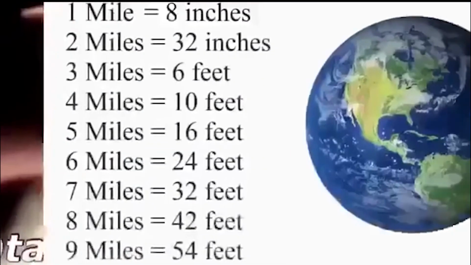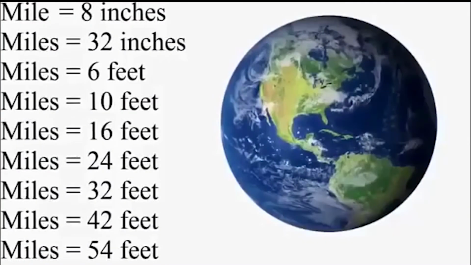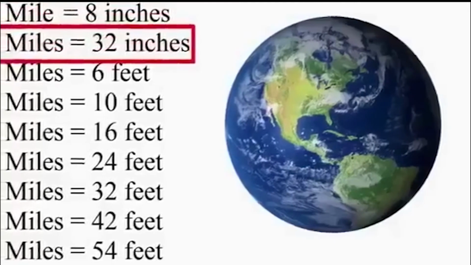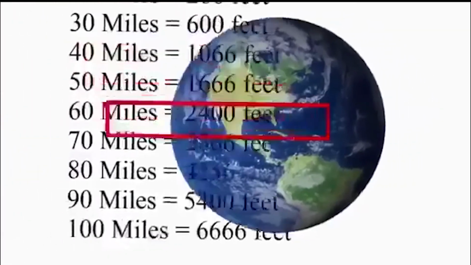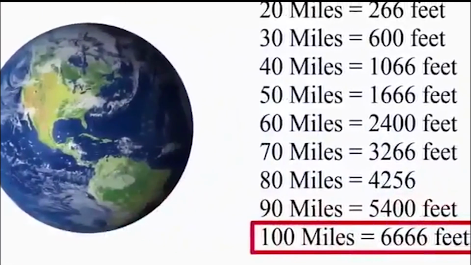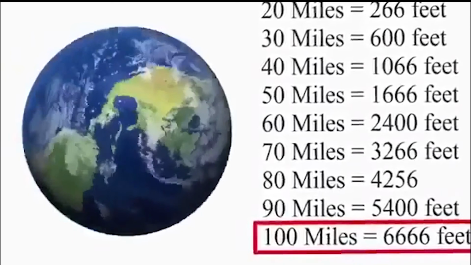So here's the exact curvature of Earth as confirmed by a university. At 1 mile distance, it's 8 inches of curve. At 2 miles distance, it's 32 inches. At 100 miles distance, the curve ought to be over 6,500 feet. That's 1.2 miles of predictable curvature.